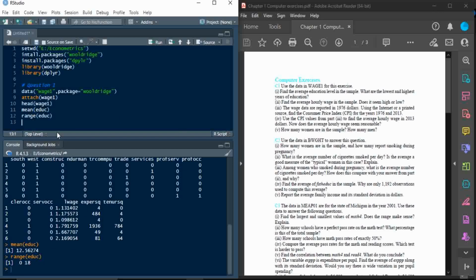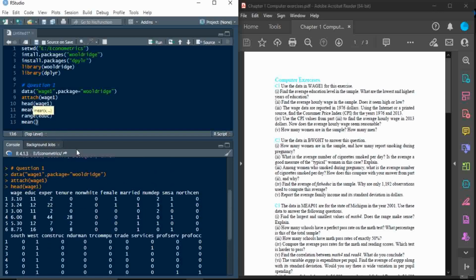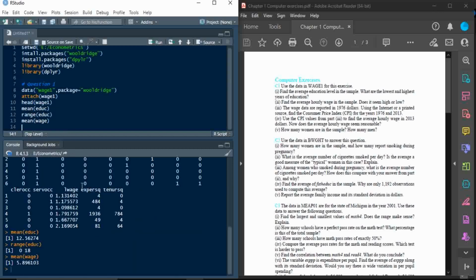Now look at the second question. Find the average hourly wage. Then use this mean function, and wage is named as wage. So the data set is in 1976 US dollars. So the mean wage at that time was $5.89 per hour. And does it seem high or low? Well, I think it's high. It was high at that time.